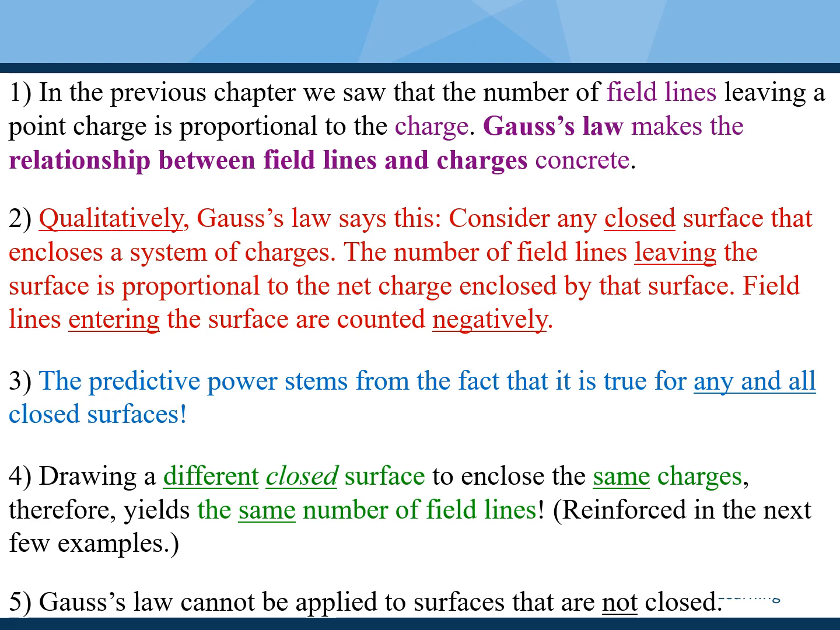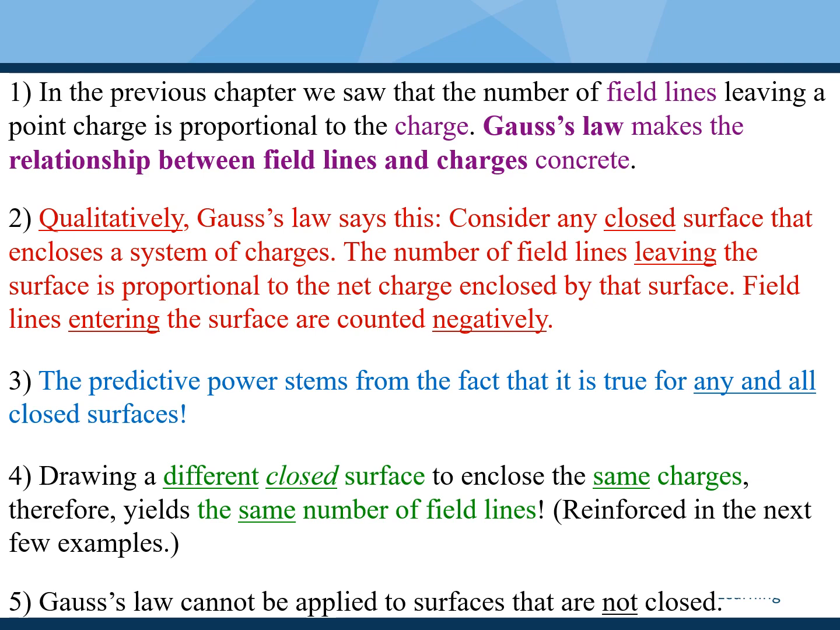So even if you have different closed surfaces, but they enclose the same set of charges, and some of the charges can be positive, some of the charges can be negative, and we'll see that reinforced in examples. Even if you have different closed surfaces that essentially enclose the same set of charges, then Gauss's law basically says that there's always the same number of field lines crossing those two closed surfaces.